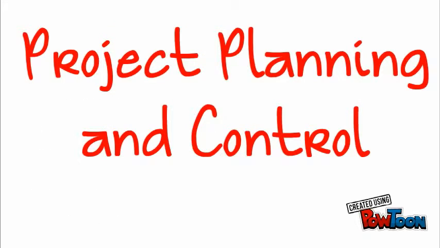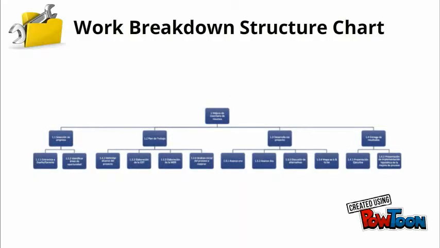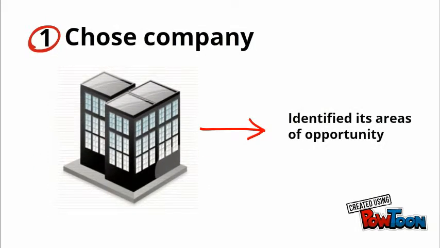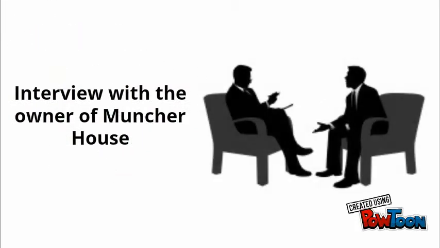In order to plan the whole project, we used two different tools that we saw in class. First, the work breakdown structure chart to help us establish the relevant work packages for the successful elaboration of the project. First of all, we chose a company and identified its areas of opportunity. This was possible with the information we gathered from the interview with the owner of Muncher House.